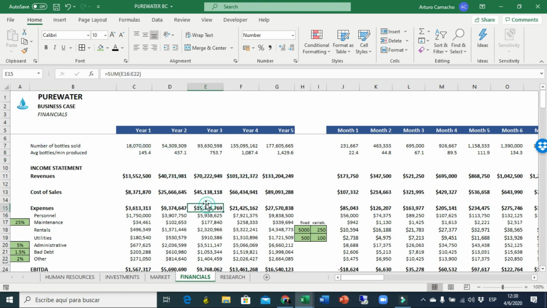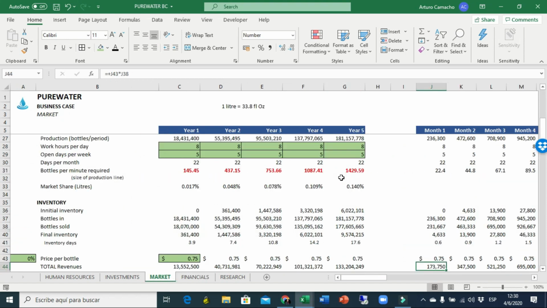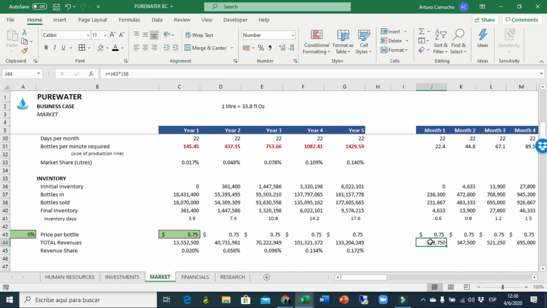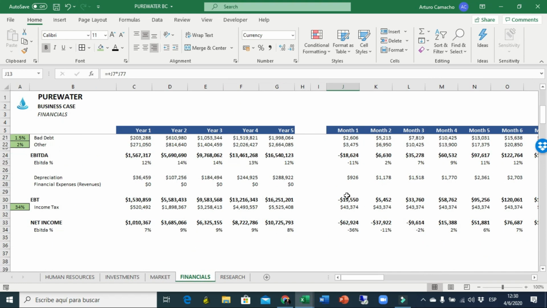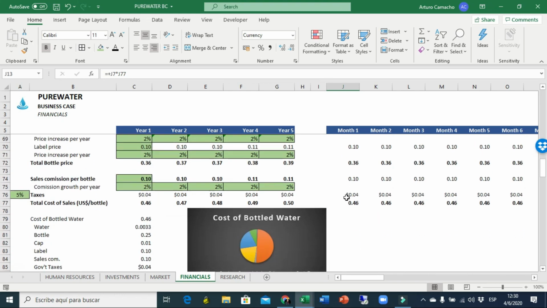Okay, so revenues are of course taken from the market worksheet, so it's pointing at this first month of the revenues. The cost of sales is the account I just made down here. Remember the cost of sales, but of course you need to multiply it by each bottle.